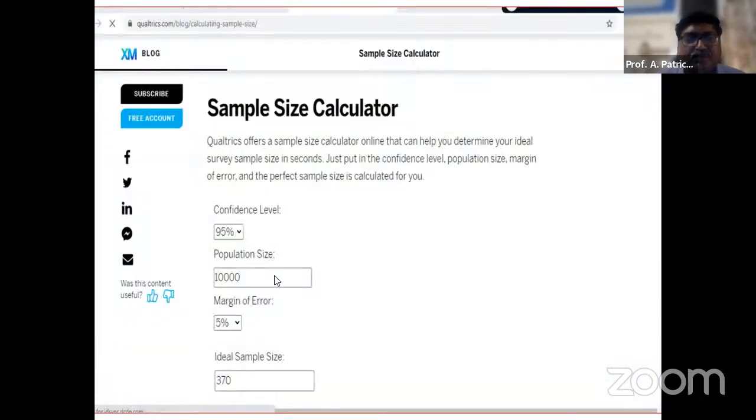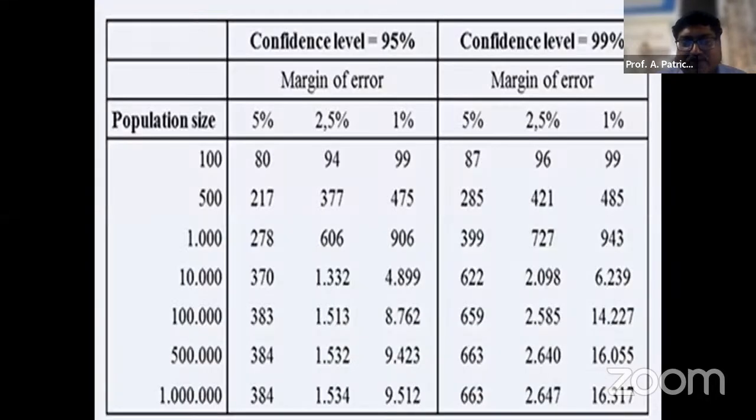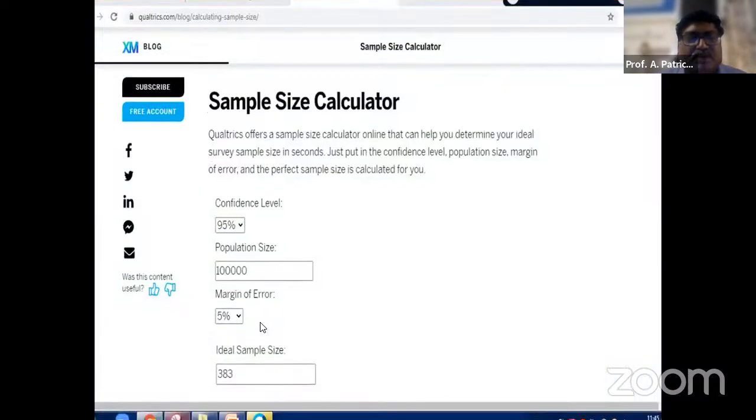What I'm doing is changing the population size. When I make it 1 lakh, it makes it 383. This is what I get from the table also: 383. If I make it 10 lakhs, it is 384.